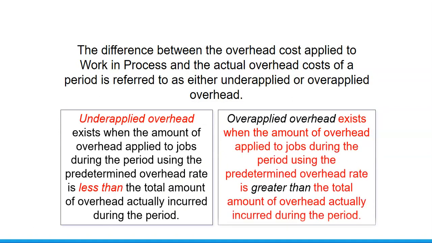As we talked about in chapter 2, the difference between the overhead cost applied to our work in process or manufacturing costs and the actual overhead cost is referred to as underapplied or overapplied. Underapplied overhead happens when the amount that we allocate or apply to jobs during the period using the predetermined overhead rate is less than the actual overhead incurred during the period. Overapplied is the opposite of that. That's when the amount that we allocated or applied is greater than the amount actually incurred.